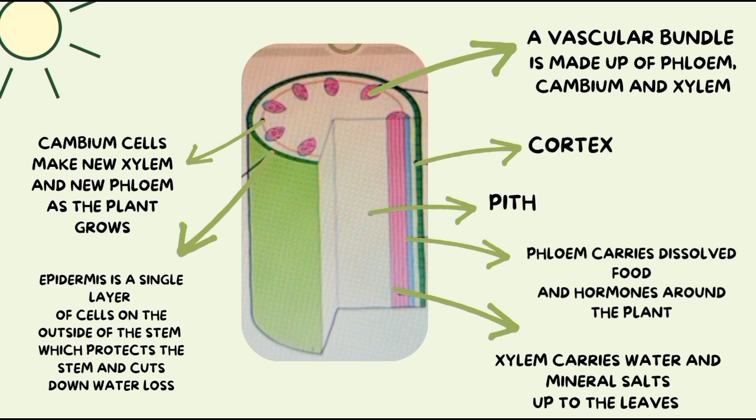The cortex in plants is primarily to store nutrients, provide structural support, and facilitate the movement of water and nutrients. The cortex is a layer of tissue found between the epidermis and the vascular tissue in roots and stems. Its key functions include storage, support, transport, and protection. And the last one is I will explain the function of phloem and xylem.